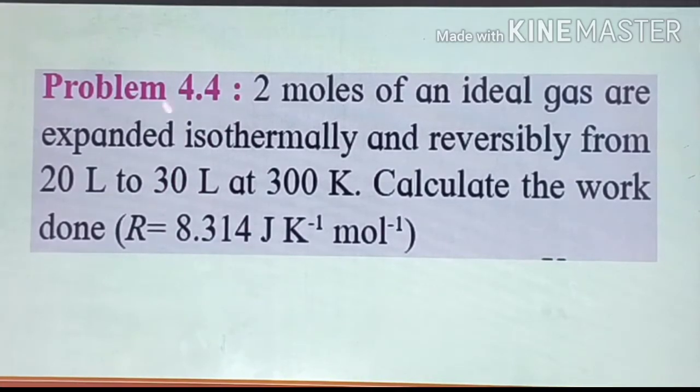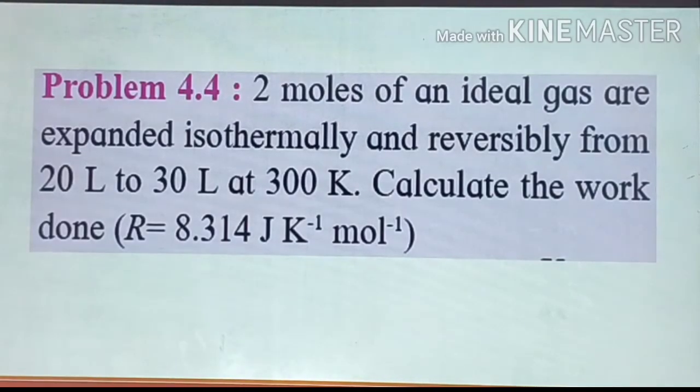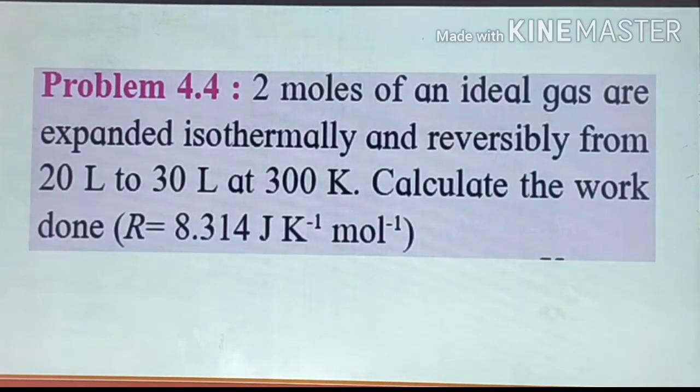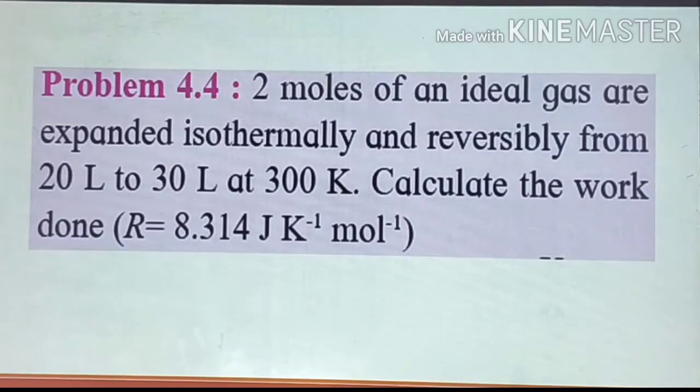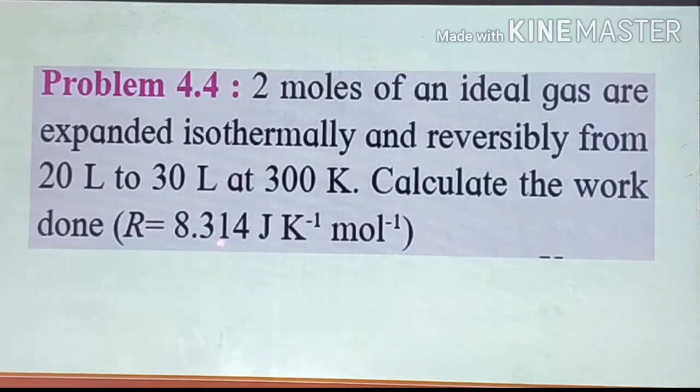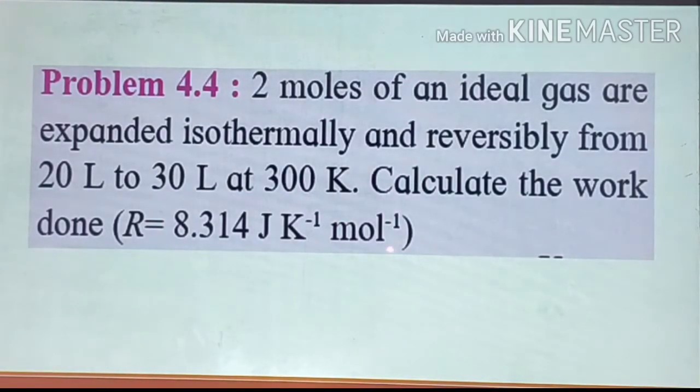At 300 Kelvin, temperature is given to be 300 Kelvin. Remember, if the temperature given is in Celsius, you have to convert it into Kelvin. Temperature should always be taken in Kelvin. Here they have already given it in Kelvin, so there is no need of conversion. And the value of R is 8.314 joules per Kelvin per mole.